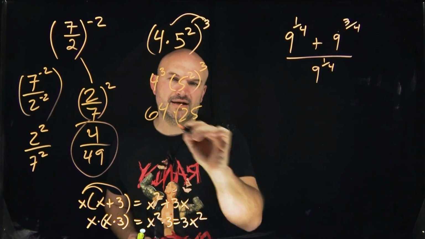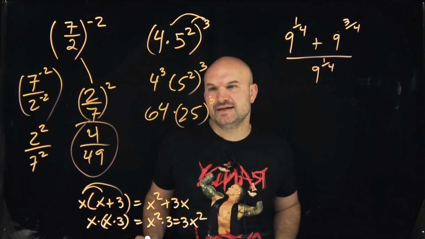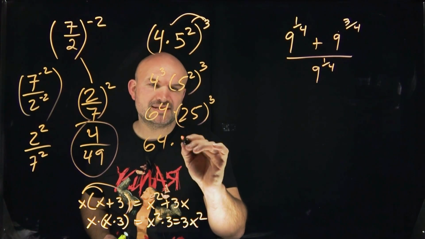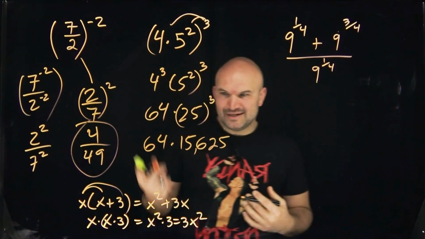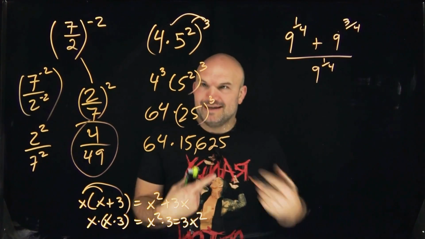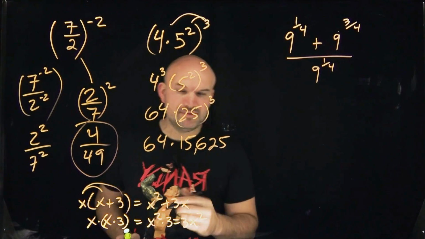And then we need 25 cubed. Well, that's going to be 15,625. So we have 64 times 15,625, and then we need to multiply this across. Now, obviously, if you have a calculator, it'd be a lot easier. But if you're able to do mental calculations, you know that this answer is just going to be 1,000,000.